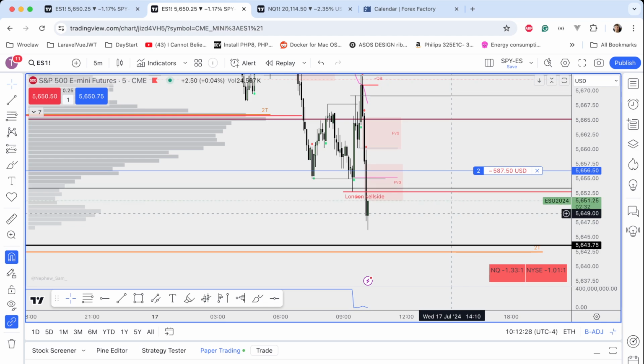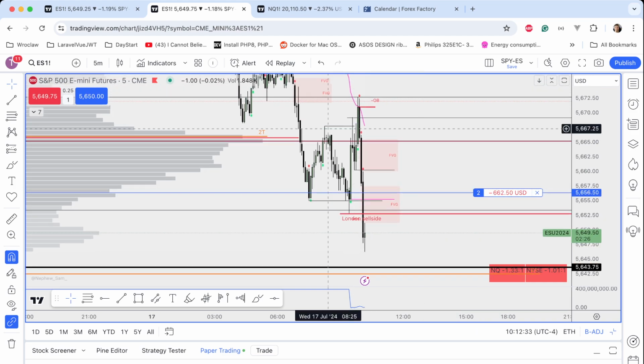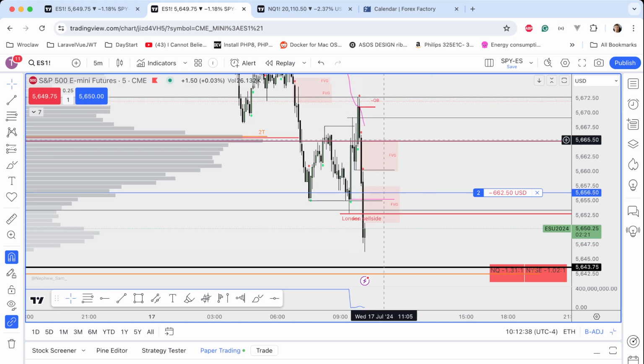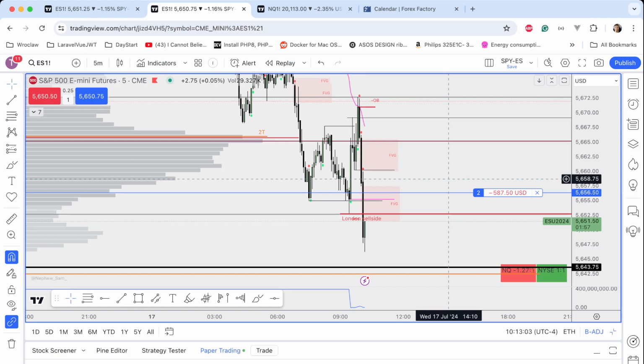I mean, think about it. What have they done? They did sell into this liquidity. They're loading shorts. This is imbalance. The market should go and fix that. Let's see if we push back into London sell side and we get accepted up there in this area.